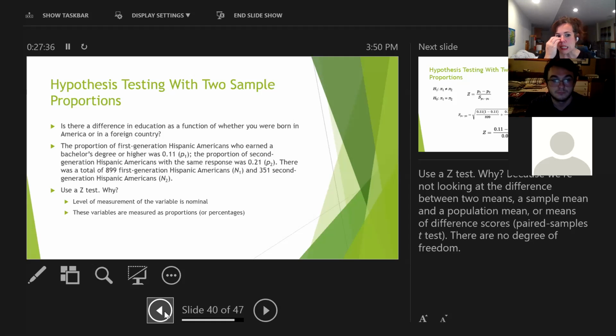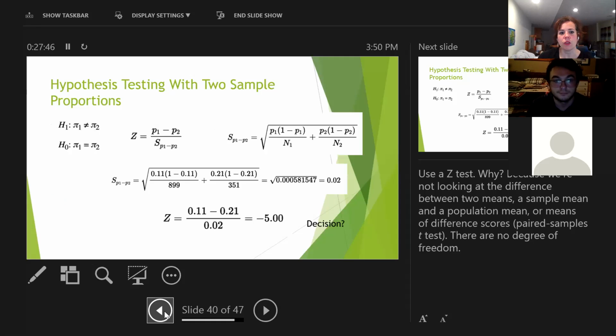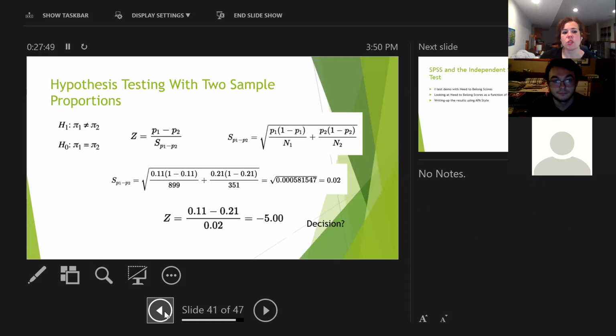We're going to use a z-test for this because the measurement of the variable is not interval ratio. We're using a proportion that is nominal. The way we would do that is we would state that our null hypothesis suggests that our proportions are going to be the same. There's going to be no difference. The alternate research hypothesis is that they're not the same. There is a difference, right? Then we would calculate z, which is the proportion 1 minus proportion 2, divided by the standard error of proportion 1 minus proportion 2.